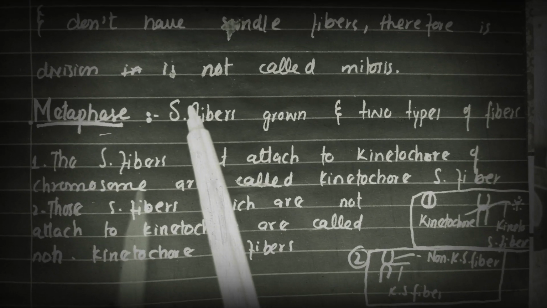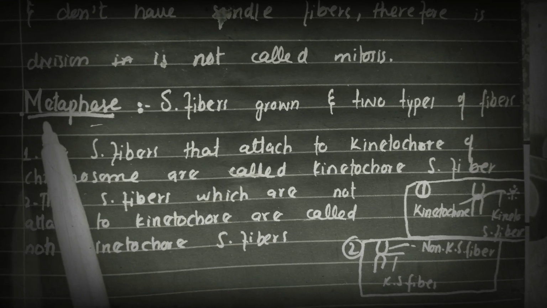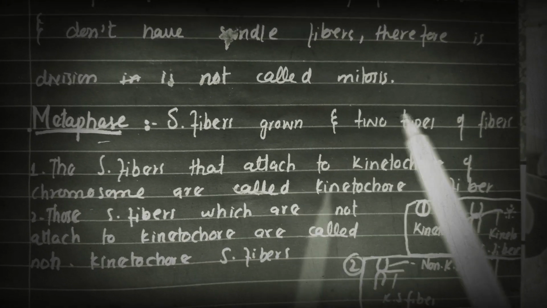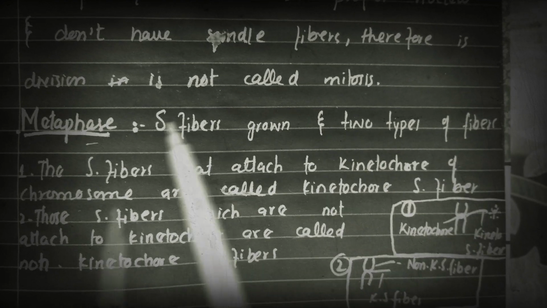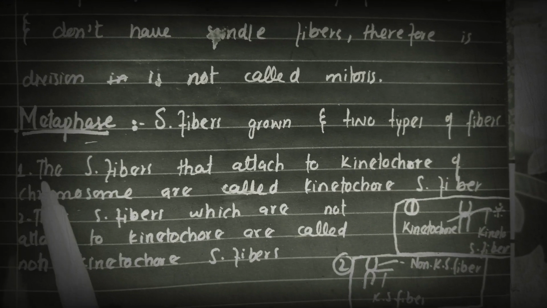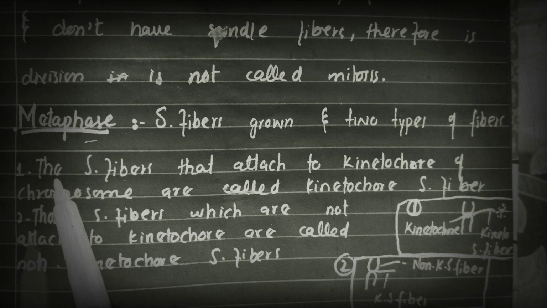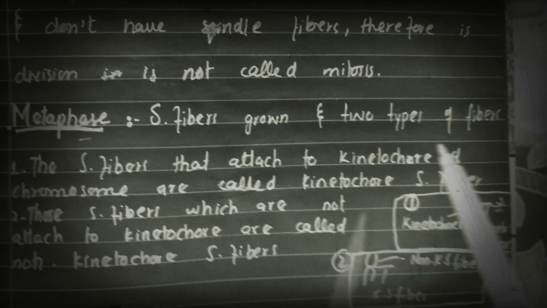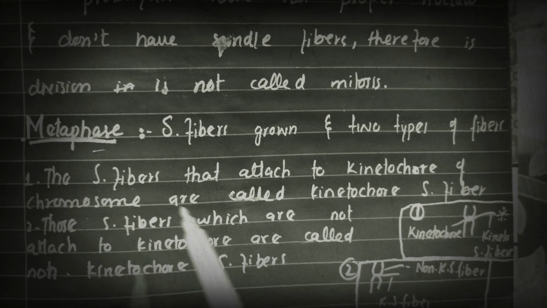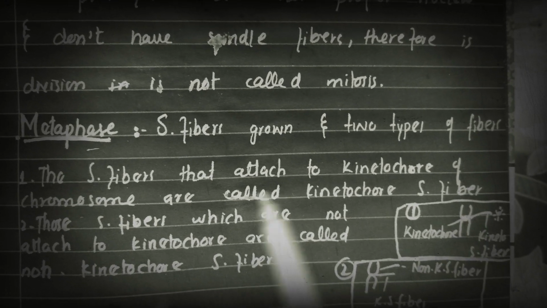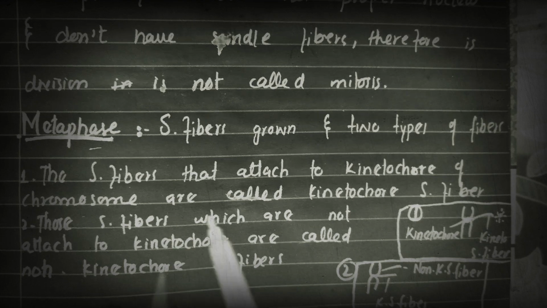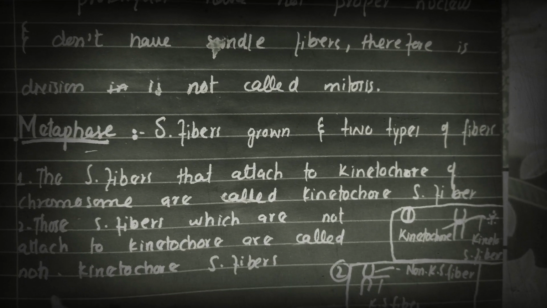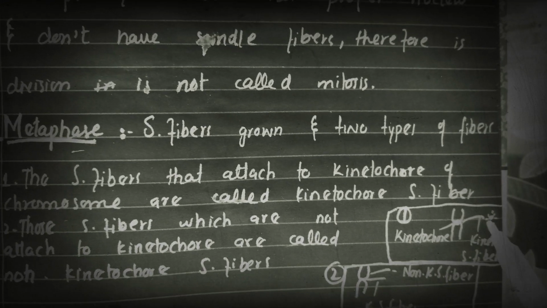The second phase of karyokinesis is metaphase. Spindle fibers grow and two types of fibers are formed. The first point is the spindle fibers that attach to the kinetochore of the chromosome are called kinetochore spindle fibers. And those spindle fibers which are not attached to the kinetochore are called non-kinetochore spindle fibers.